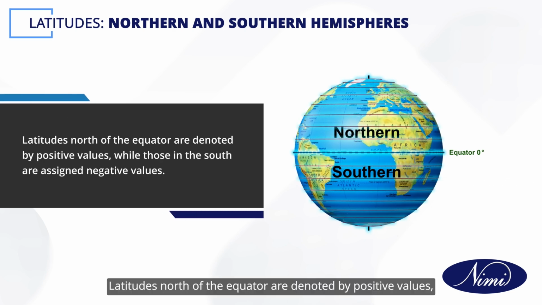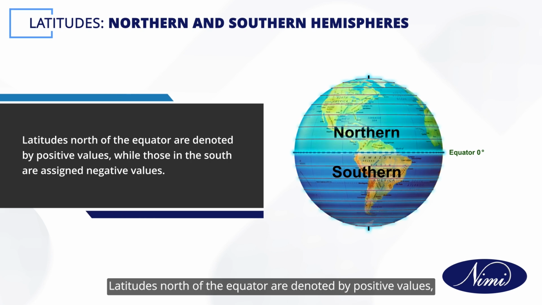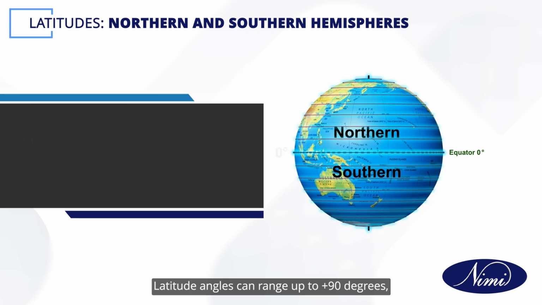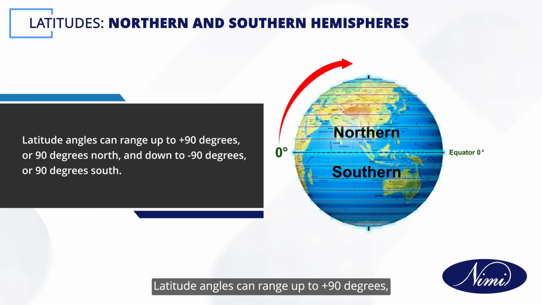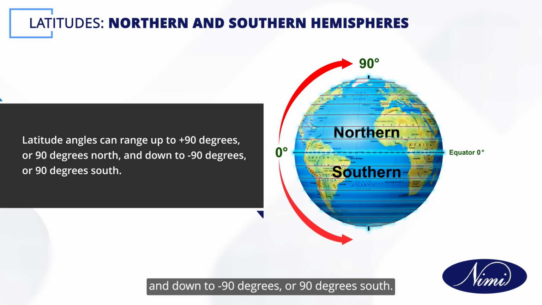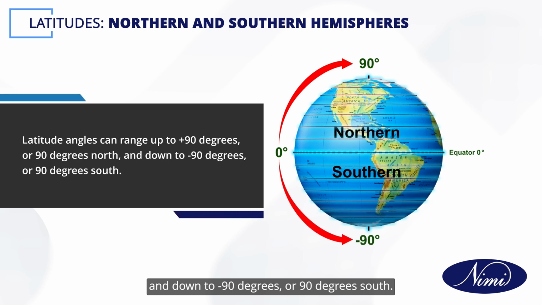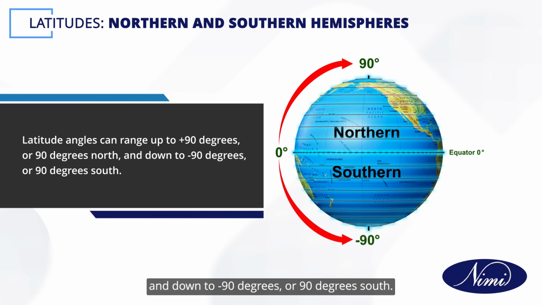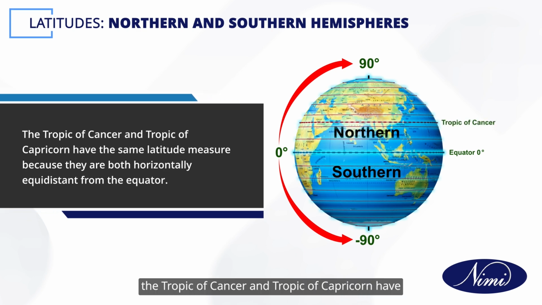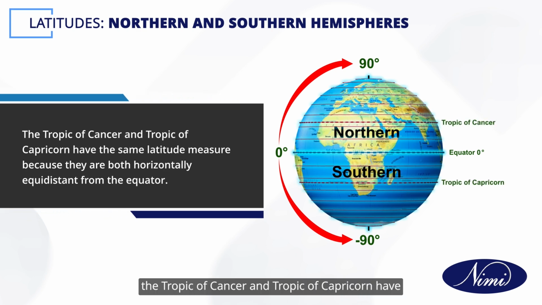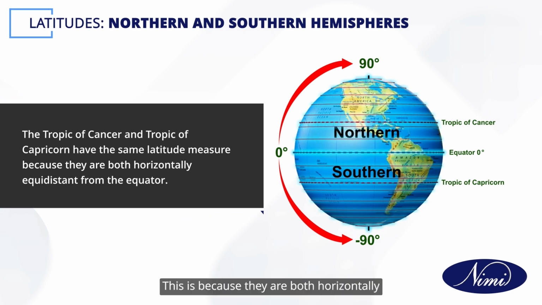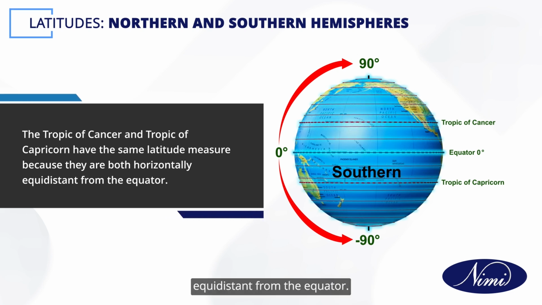Latitudes north of the equator are denoted by positive values, while those in the south are assigned negative values. Latitude angles can range up to plus 90 degrees or 90 degrees north and down to minus 90 degrees or 90 degrees south. It's interesting to note that the Tropic of Cancer and Tropic of Capricorn have the same latitude measure. This is because they are both horizontally equidistant from the equator.